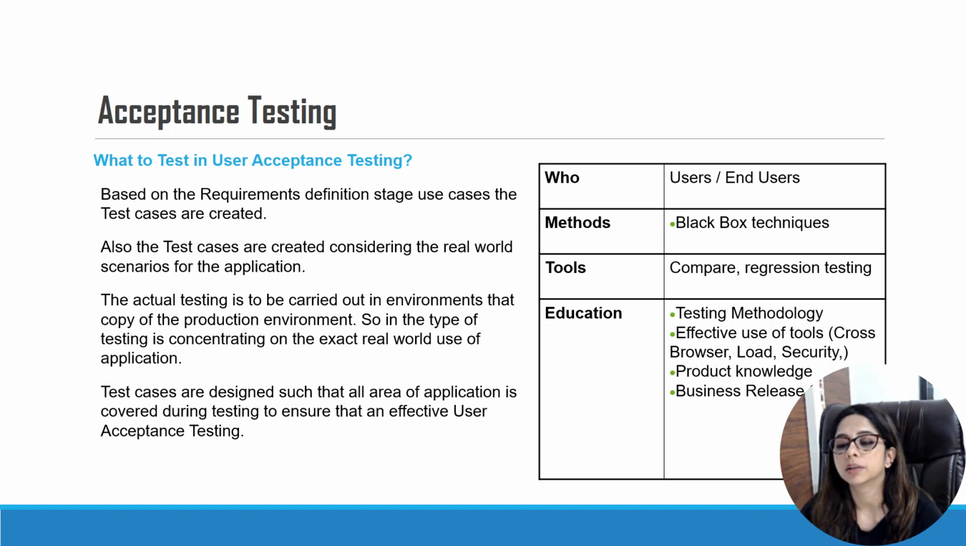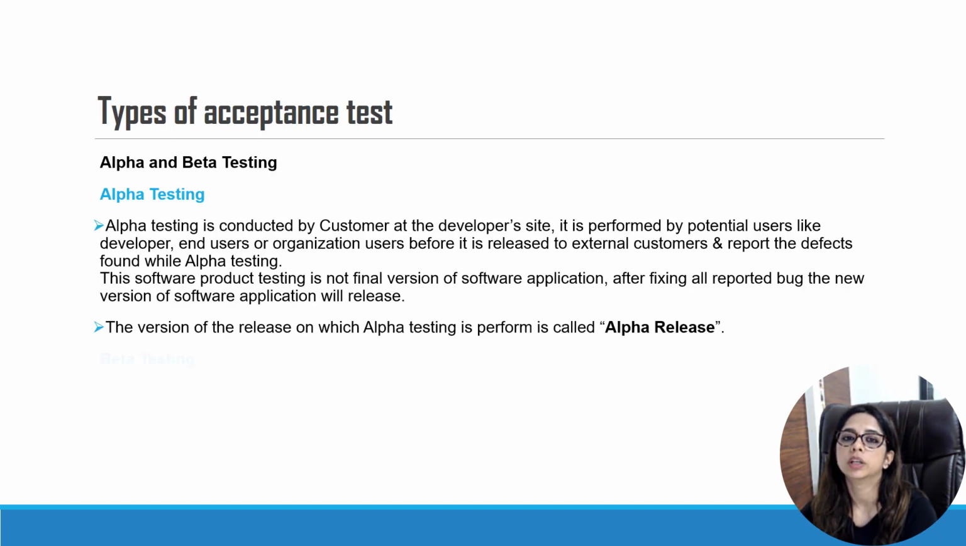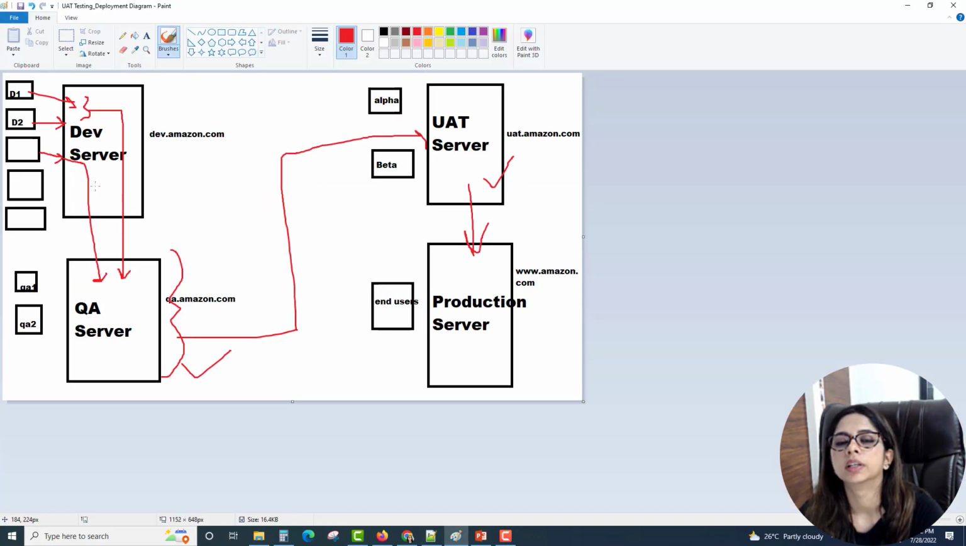So today we learned about UAT testing. It's also called customer acceptance testing. It's the last phase of the testing cycle. And there are two types of UAT, alpha and beta. We learned about what is the difference between alpha and beta. We checked the diagram, which shows that we should have different servers for dev, QA, UAT and production, and how the code is moving from one server to another server.